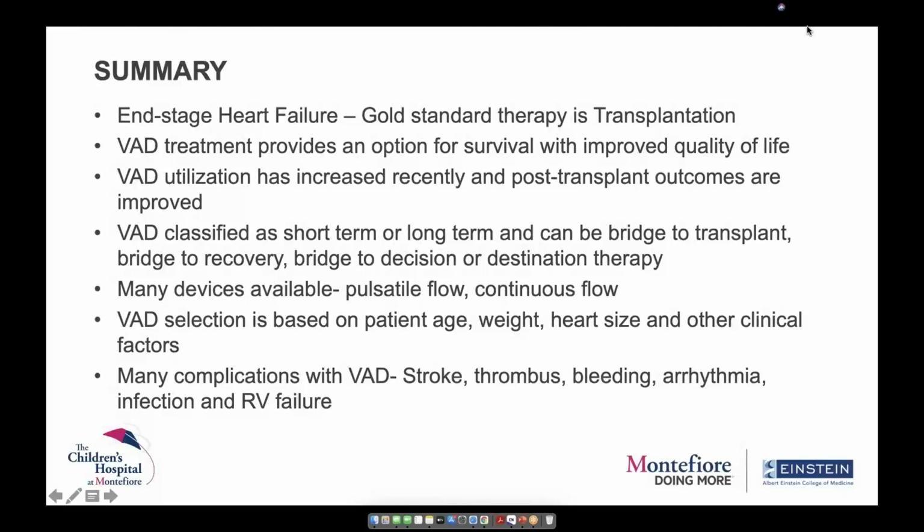And even though there are many complications with VADs, though not seen as commonly in pediatrics as in the adults, outcomes are improving. These complications are reducing. So complications like stroke, thrombus, bleeding, arrhythmia, infections, RV failure. There are many complications, and that's why we still don't jump to VADs. But because all our outcomes are improving, our overall VAD outcomes are improving, and with Action Network, you can see that their stroke rates have gone down significantly in the current era. I think there's a lot of hope.